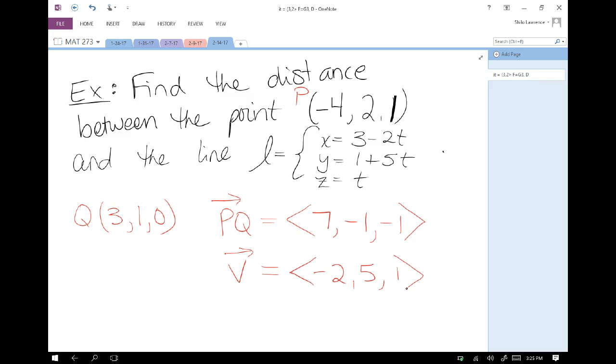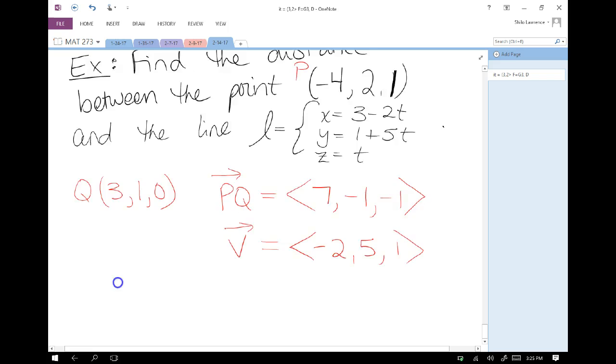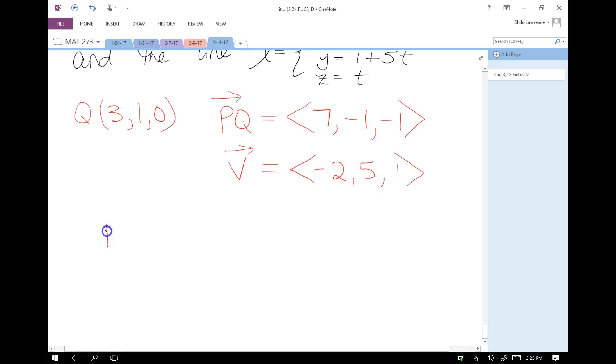So the distance formula was the magnitude of PQ crossed with V divided by the magnitude of V. So the next step is PQ crossed V. So this distance has a little bit more work to it because cross product is more work than dot product.